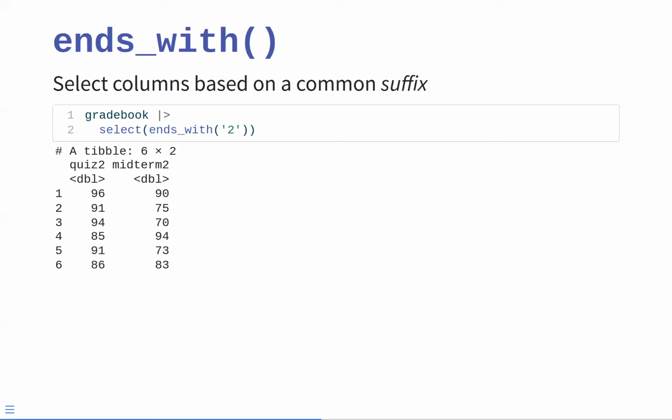If there's a starts_with, you might have guessed that there's also an ends_with. And ends_with selects columns based on a common suffix. So here, if you recall, I have quiz 1 through quiz 3. I then had midterm 1, midterm 2, and final. So what I'm doing in the 2 lines of code in this block is selecting the 2 columns that end with the string 2. And there are indeed 2 of those, quiz 2 and midterm 2.